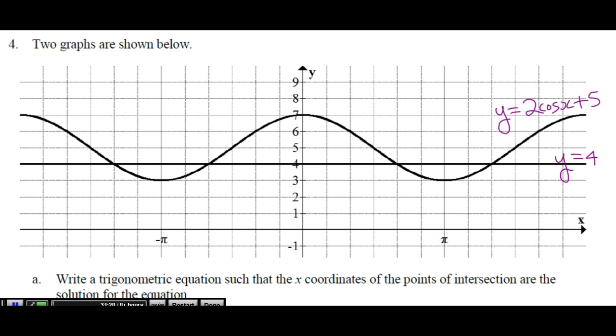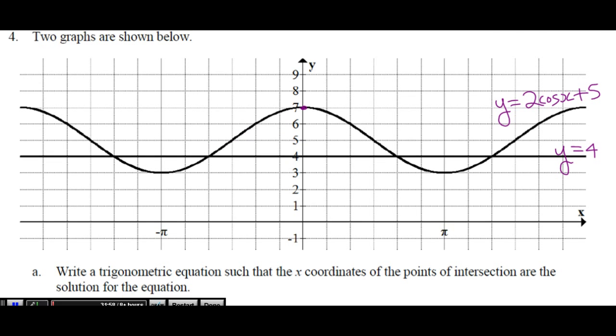So you've got to figure out the period, right? Period is 2 pi, so the b value is 1. Midline's at 5, so plus 5. Amplitude is 2, so 2 cos. It's an unshifted cosine curve, right? You're starting at a maximum, so it's an unshifted cosine curve. If you want to do it as a sine curve, you're going to have to kick it left that much. Why would you do that? You don't want to do that.